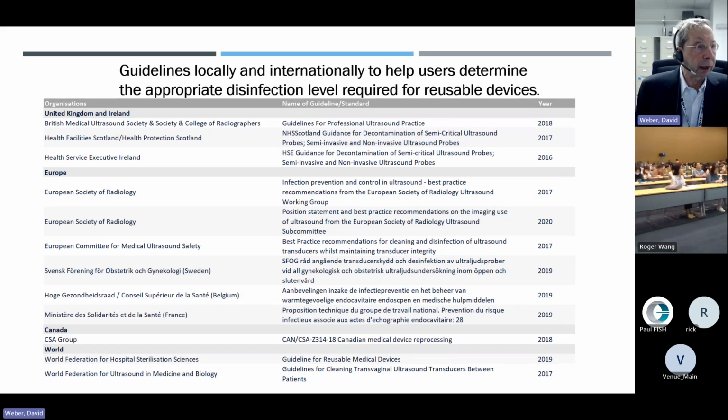In terms of the UK and Ireland, particularly the British Medical Ultrasound Society and the Society and College of Radiographers and Health Facility Scotland, among others, have produced excellent guidelines. In Europe, there are a number of guidelines that have been produced in Sweden, Belgium, and France. And then finally, we have Canada, the CSA Group, the World Federation for Hospital Sterilization Sciences, and the World Federation for Ultrasound in Medicine and Biology. And I should say, overwhelmingly, all of these guidelines follow the Spaulding classification that I will describe for you in detail in just a moment.